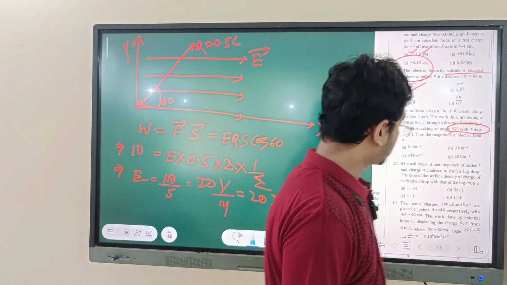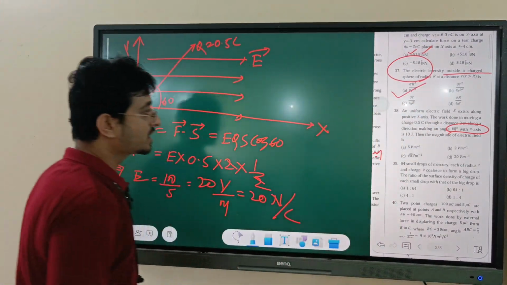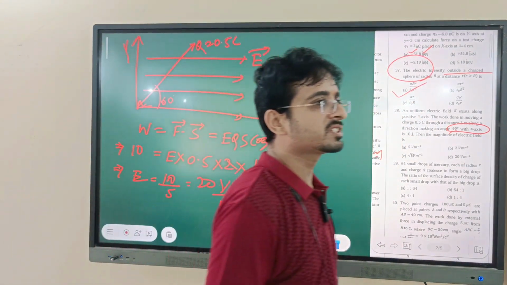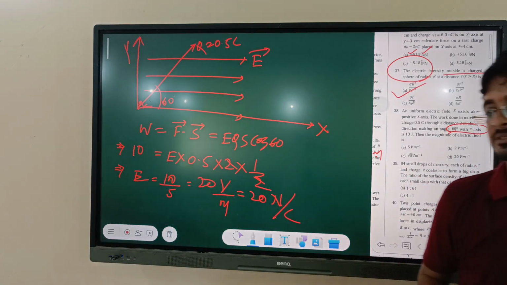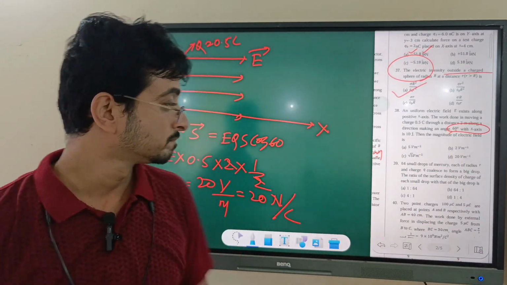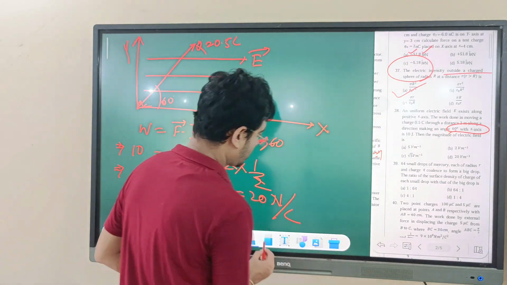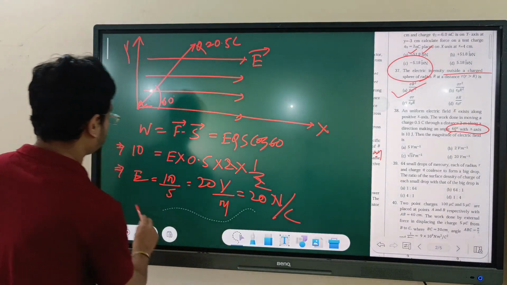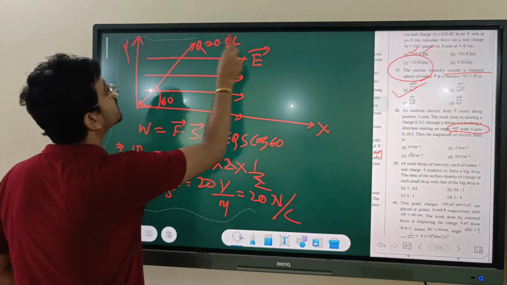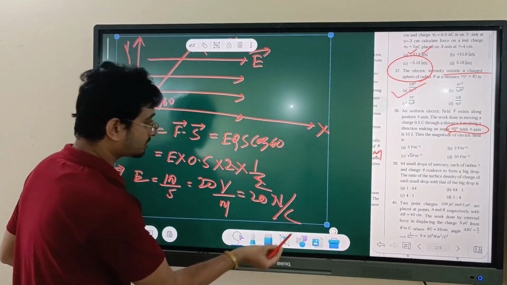Then next question. These are very simple, easy type questions, and these are generally asked in the CBSE exam and the 12th board exam. Even they are asked in NEET and JEE also.